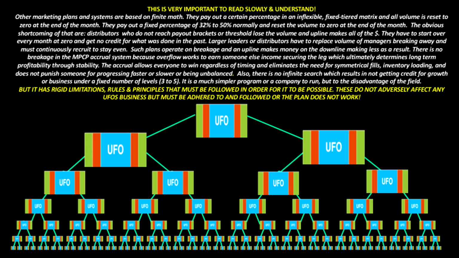So these do not adversely affect any UFO's business, the things that need to be in place. Actually, the reverse is true. If they're adhered to, it helps their business. And so when you follow them, the plan works. When you don't follow them, your business doesn't work, and it ends up making the plan not work, and that's where we have to draw the line.